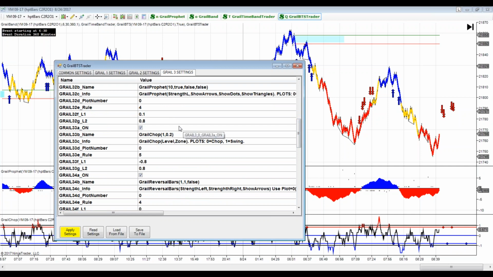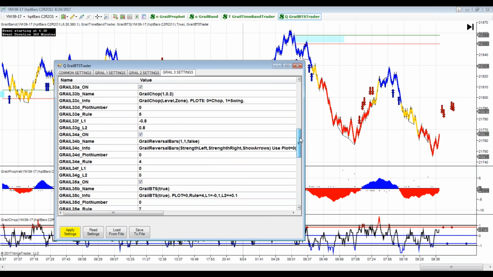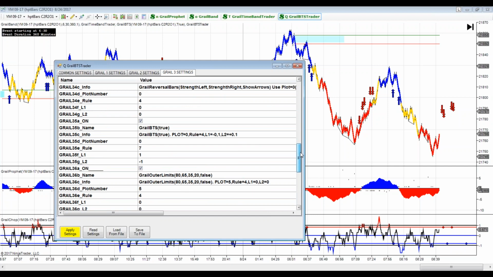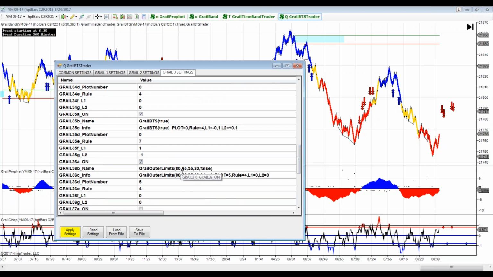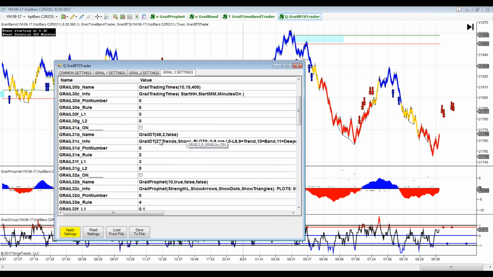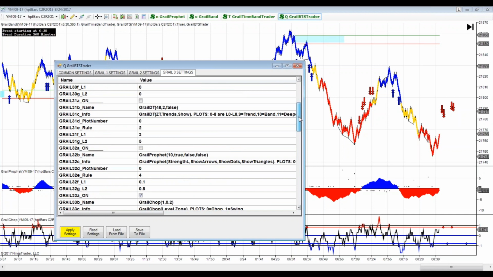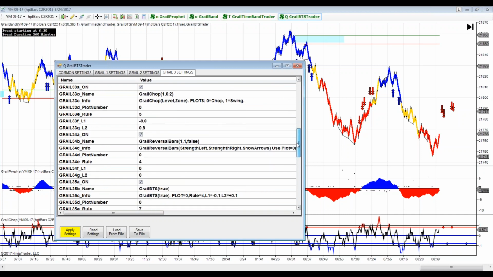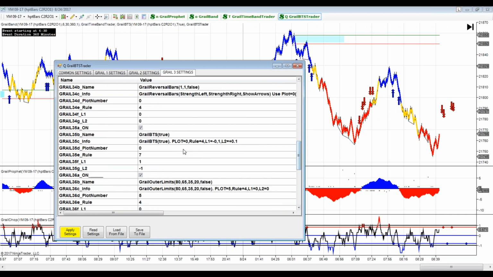The third one uses the chop. It uses reversal bars. It uses the outer limits. Okay, remember this is very similar to your original Grail 3. But what it's using as a trend, it's not using the DT as a trend. It's not using the profit as a trend. What it's doing, it's using the BTS as a trend.